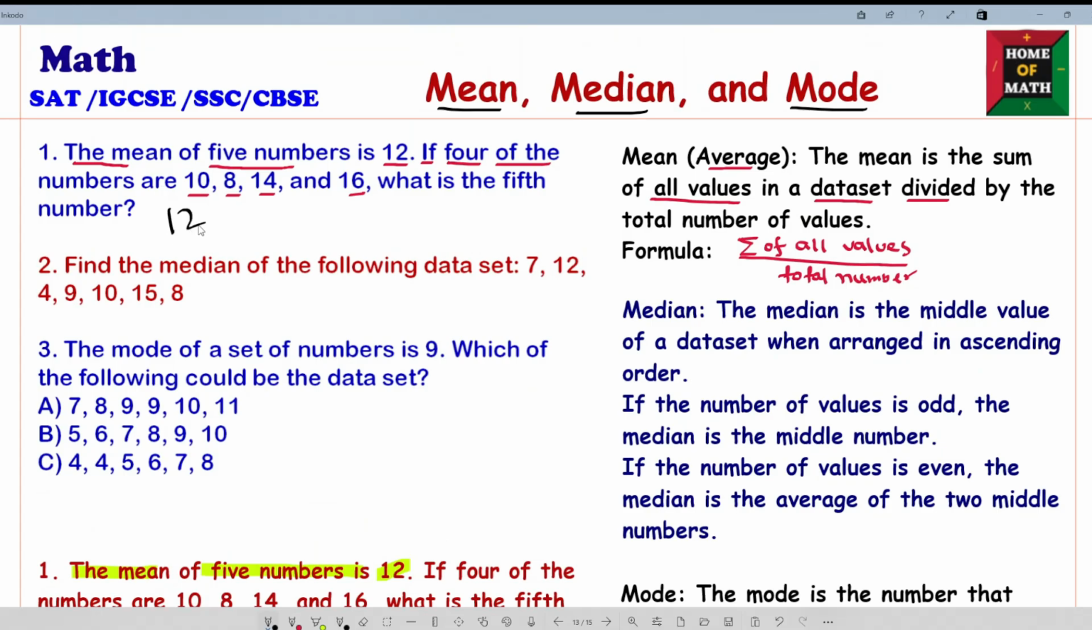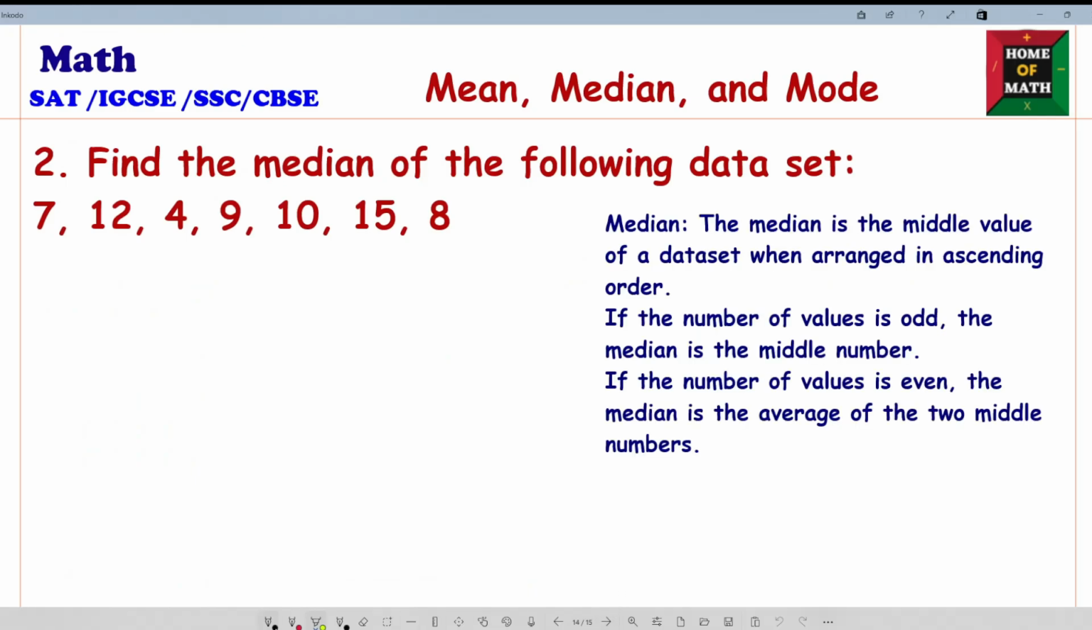So first answer 12. Second question: find the median of the following data set: 7, 12, 4, 9, 10, 15, 8. So here also we have to know what is median, right? Median is the middle value of a data set when arranged in ascending order.